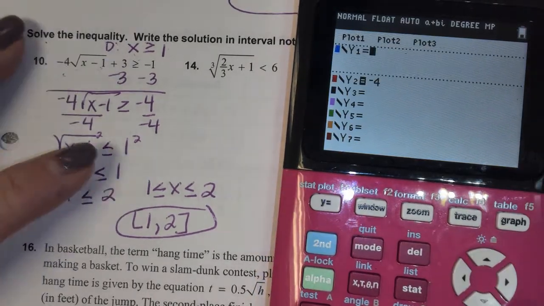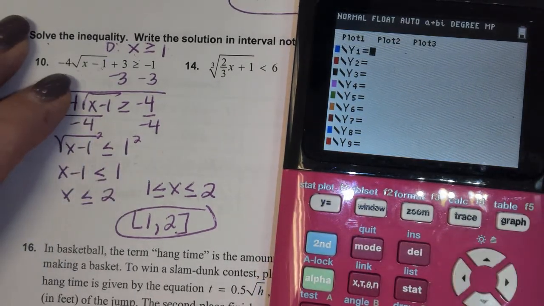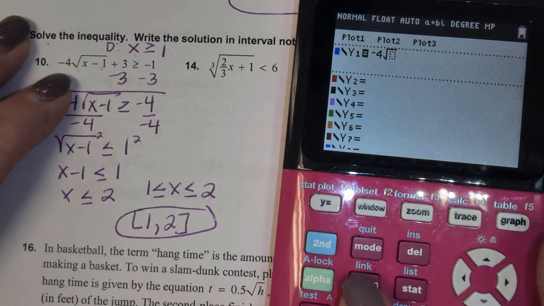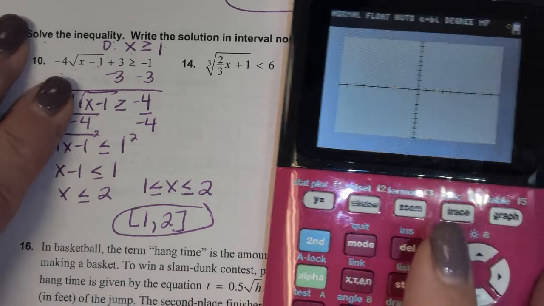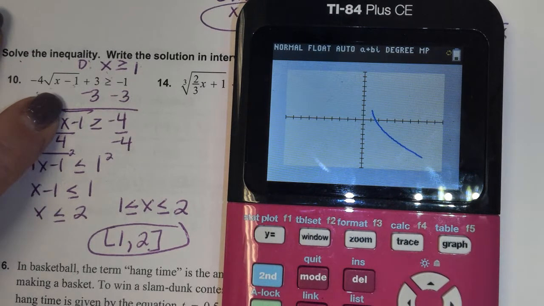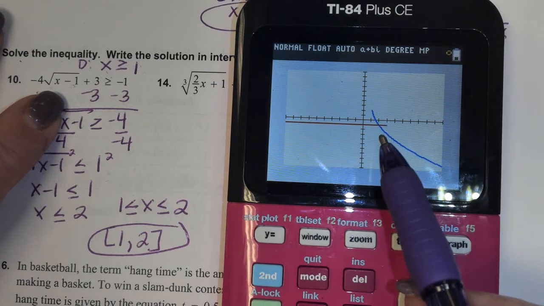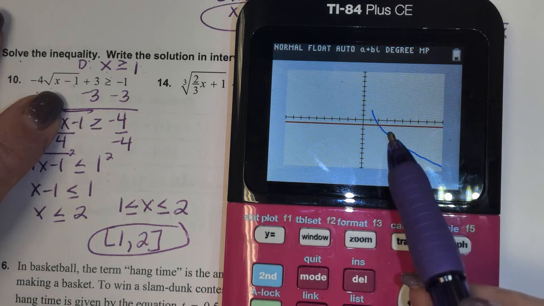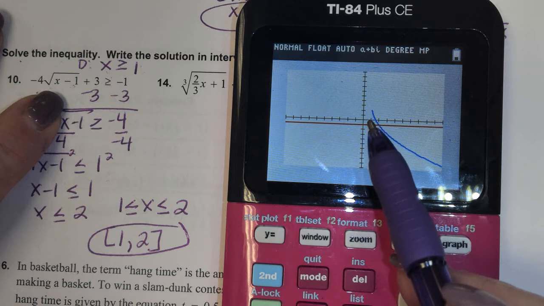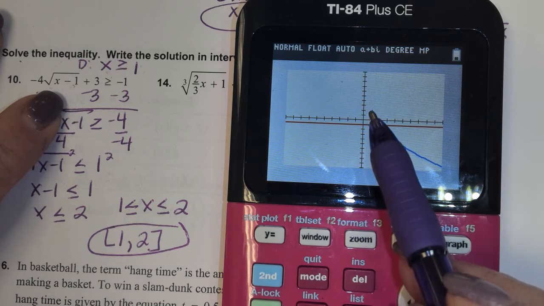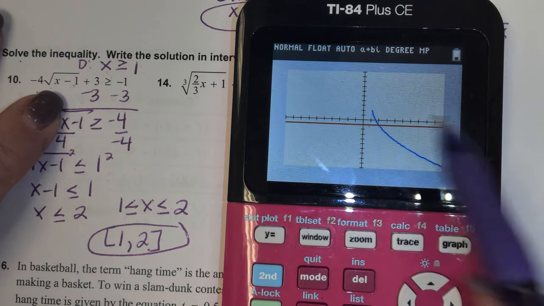I want you to look at what we're doing from a graphing perspective. We've got negative 4, radical x minus 1, and then plus 3. And then I've also got negative 1. So I'm going to graph these. And the question is asking, where is it that this radical function is greater than negative 1? Can you see how the radical function is greater than negative 1 only from here? Only in that little region right there, those x's? Can you see how that x is starting at 1 and then at 2, that's where they meet?